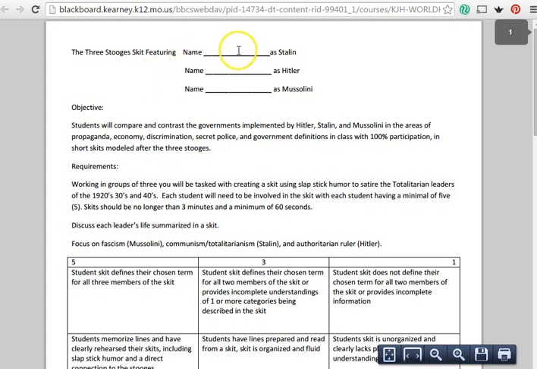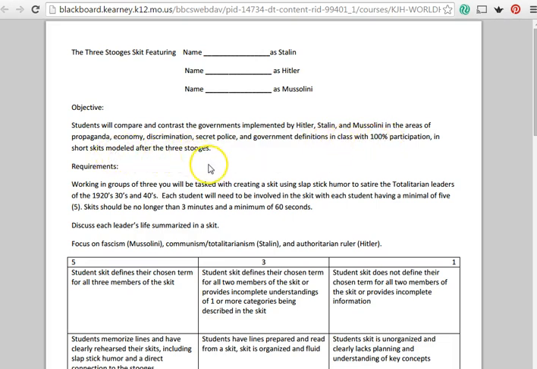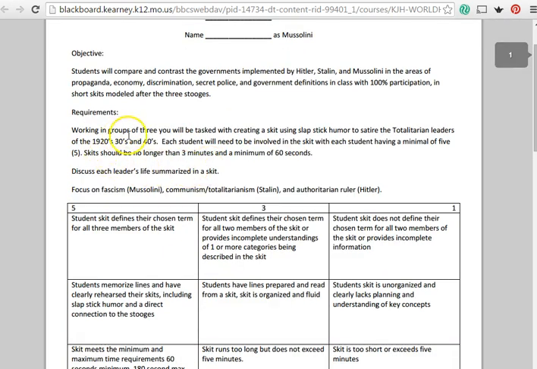You will be in groups of 3. Put your names here. Person playing Stalin, Hitler, and Mussolini. Objective, you're going to compare and contrast the governments implemented by Hitler, Stalin, and Mussolini in the areas of propaganda, economy, discrimination, secret police, and government definitions in class with 100% participation in short skits modeled after the Three Stooges. You are required to work in groups of 3. You will be tasked with creating a skit using slapstick humor to satire the totalitarian leaders of the 20s, 30s, and 40s. Each student will need to be involved in the skit, with each student having a minimum of 5 lines.